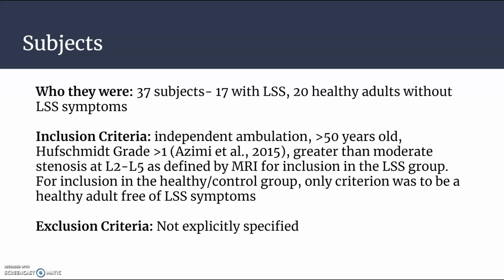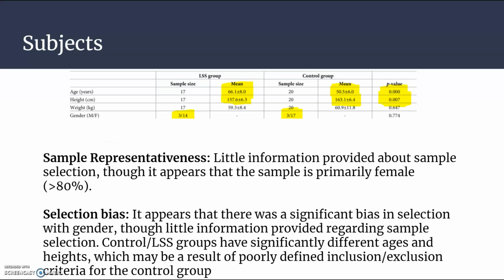And then for inclusion in the healthy control group, the only criterion was to be a healthy adult free of LSS symptoms, which did cause some issues with matching. Exclusion criteria were not explicitly specified, which may have hurt the study a little.